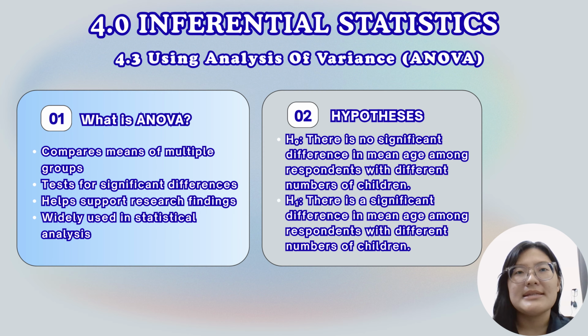I will be presenting section 4.3, which is the analysis of variance, or ANOVA. ANOVA is a statistical technique used to compare the means of three or more groups. In this study, ANOVA was used to determine whether the mean age differs among respondents with one child, two children, and three children. The significance level used was 0.05. The null hypothesis states that there is no significant difference in mean age among the groups, while the alternative hypothesis states that a significant difference exists.